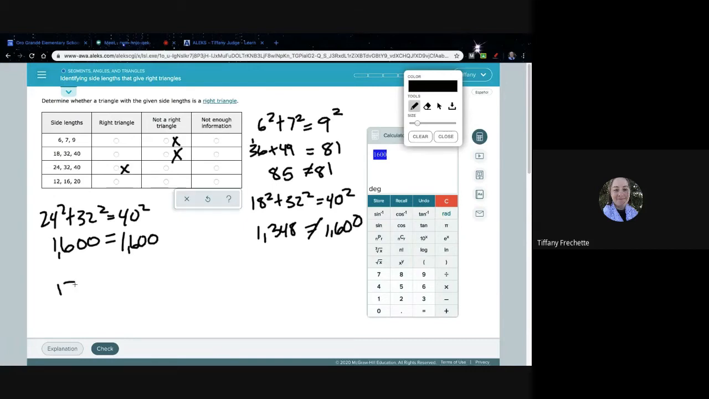The last one here, we have 12 squared plus 16 squared equals 20 squared. So 12 squared, I know that's 144. What is 16 squared? 256 maybe? I could be wrong. 256. 256 equals, and I believe 20 squared is 400. Let's try it.